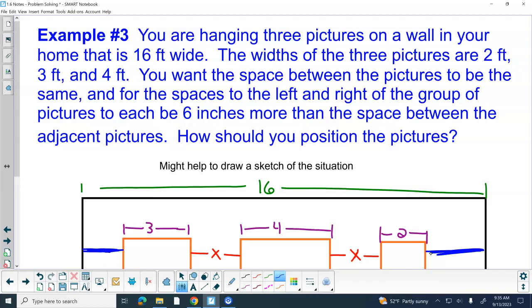X plus 6 for the blue? Do we agree with X plus 6 for the blue? You're shaking your head no. Why not? It's 6 inches. What's every other dimension in? Feet, right? So instead of X plus 6, because that would be 6 feet, it's X plus 0.5 there. Okay?